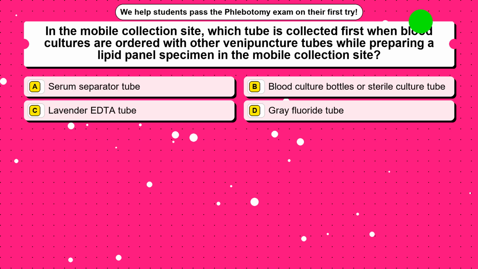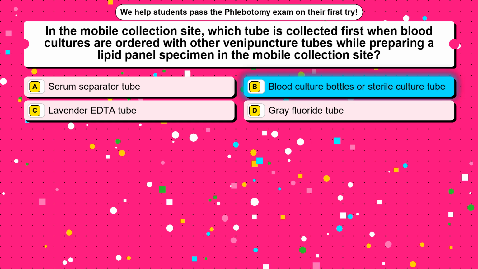Question 12. In the mobile collection site, which tube is collected first when blood cultures are ordered with other venipuncture tubes while preparing a lipid panel specimen? Option A, serum separator tube. Option B, blood culture bottles or sterile culture tube. Option C, lavender EDTA tube. Option D, gray fluoride tube.